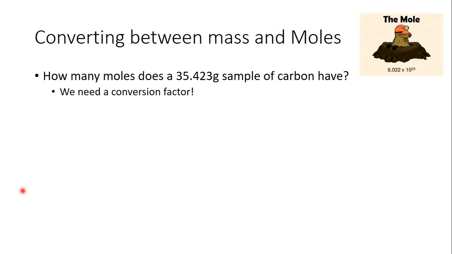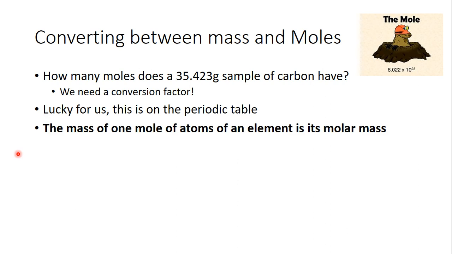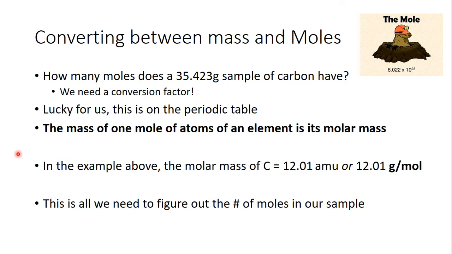Now, how do we convert between mass and moles? So let's say we have a 35.423 gram sample of carbon. How many moles are in that sample? Well, to do that, we need a conversion factor. And lucky for us, the periodic table actually has our conversion factors. So the mass of 1 mole of atoms of any element is its molar mass, which is super convenient for us. So what does that actually mean?